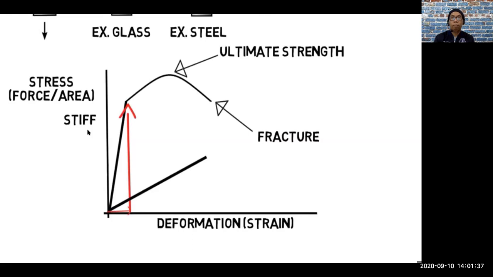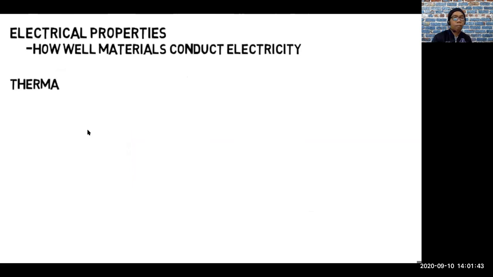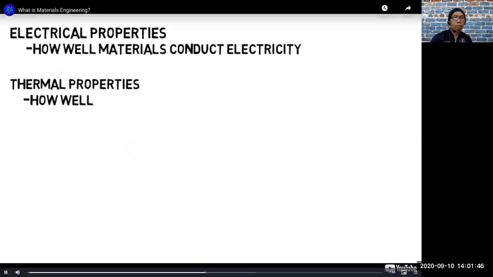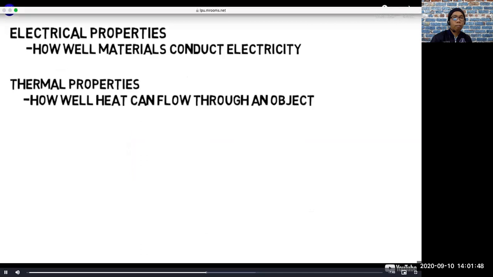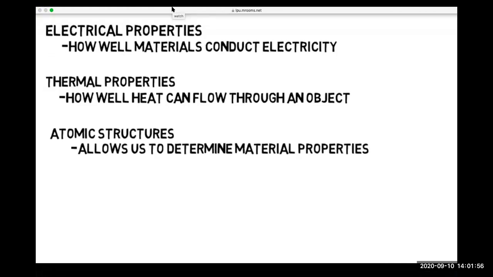And there's more mechanical properties, but you get the idea. Then you'll learn electrical properties, like how well materials conduct electricity. Thermal properties would, of course, be how well heat can flow throughout an object. You'll learn the atomic structures and bonding within these materials, which is very important because sometimes those structures allow us to determine a material's properties.